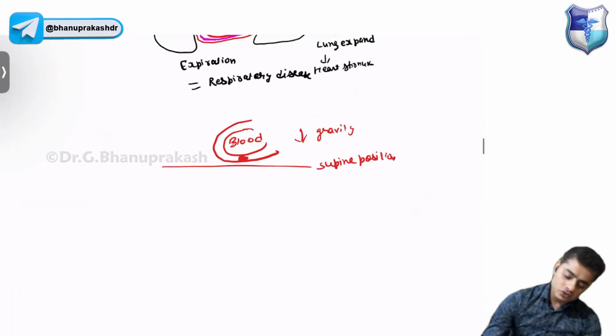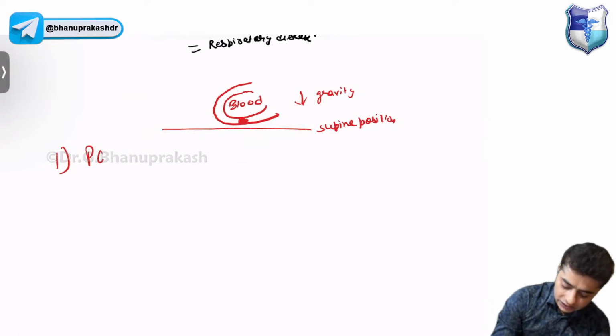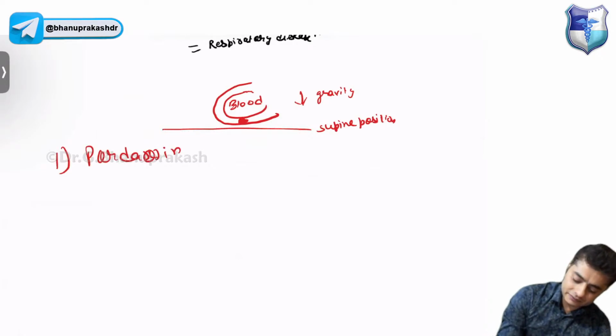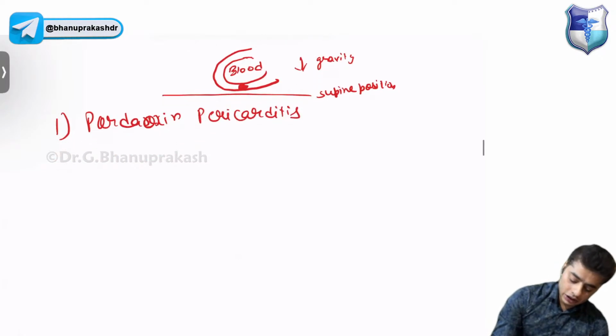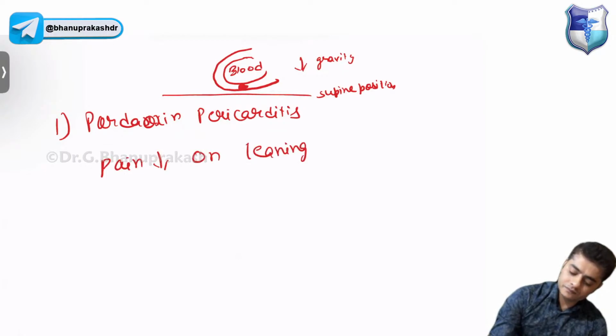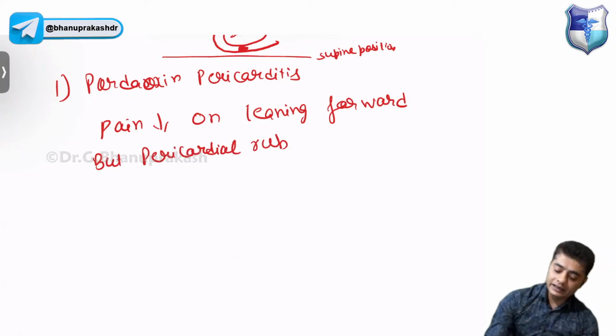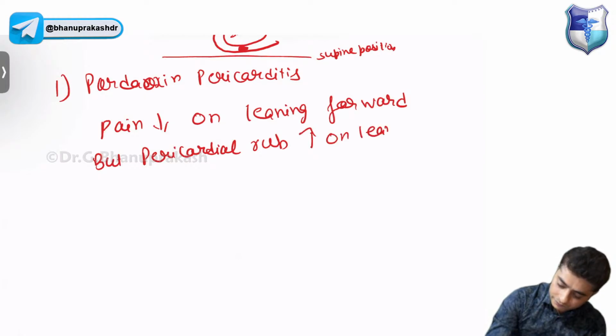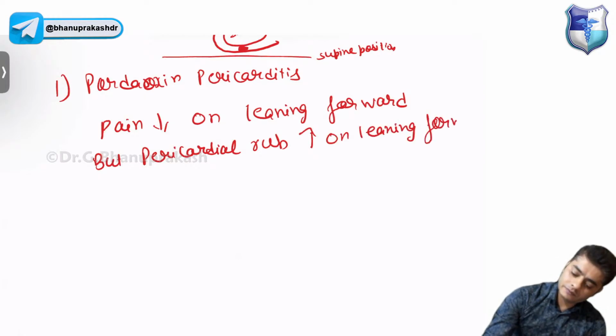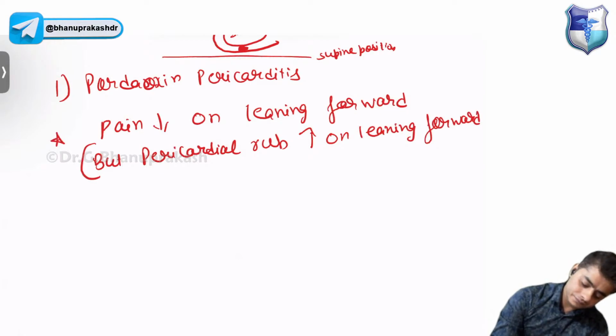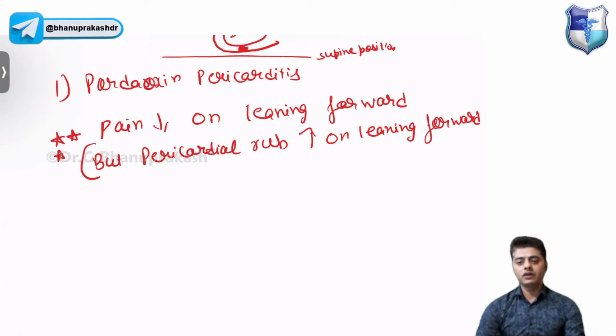Opposite to that, there is something known as a paradox in pericarditis. What is the paradox? The pain decreases on leaning forward, but the pericardial rub which you get in pericarditis increases on leaning forward.